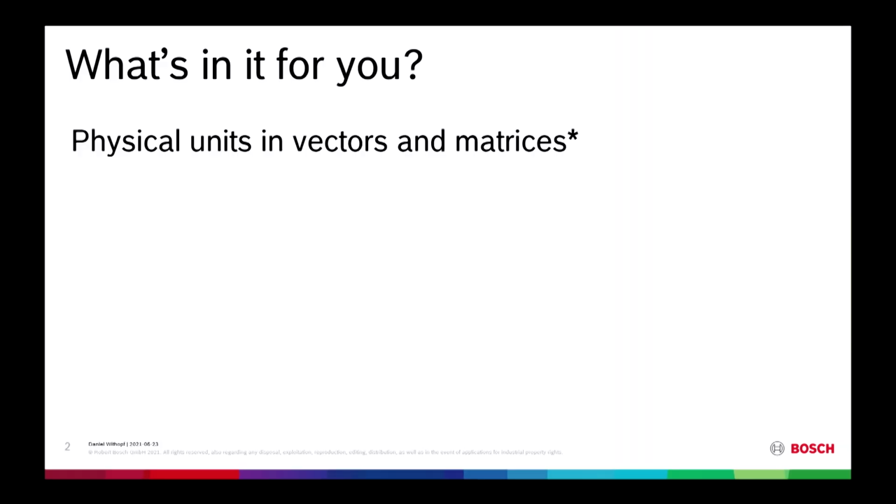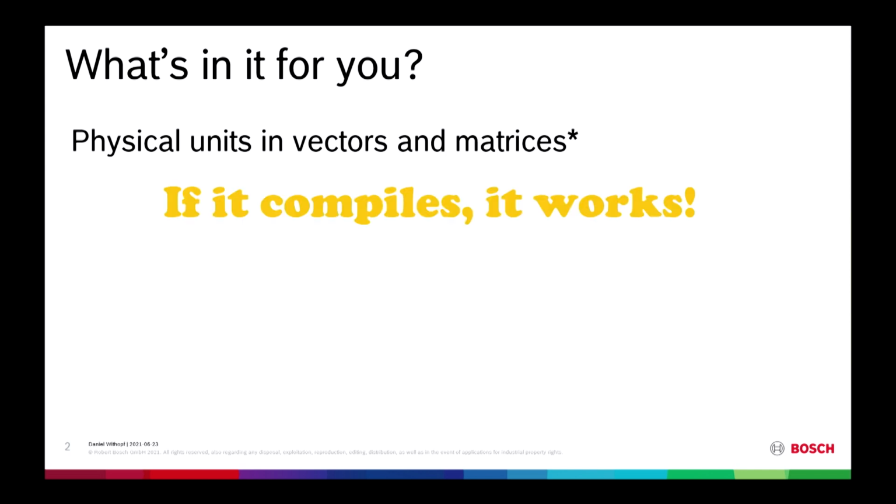So what's in it for you today? We'll be mainly talking about physical units in vectors and matrices. I think they swallowed the second half of my talk title outside, so I hope you're here to hear about physical units in vectors and matrices. But don't worry, even if this is not interesting for you, there's a lot you can learn today about static type safety in C++ and library interface design. We will learn how we can achieve what I consider the ultimate goal in C++ library interface design, which is given by this one sentence: if it compiles, it works.